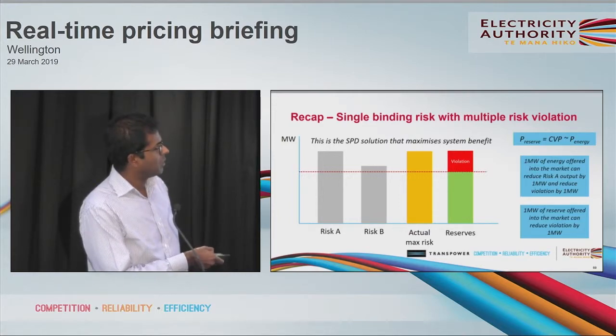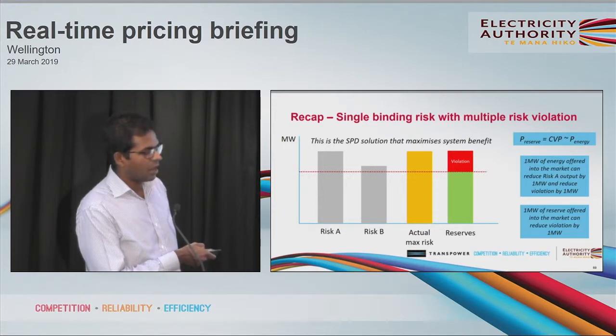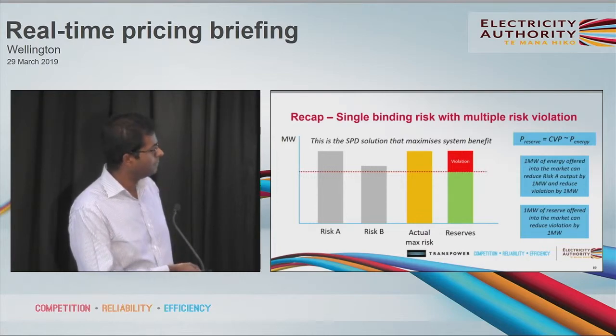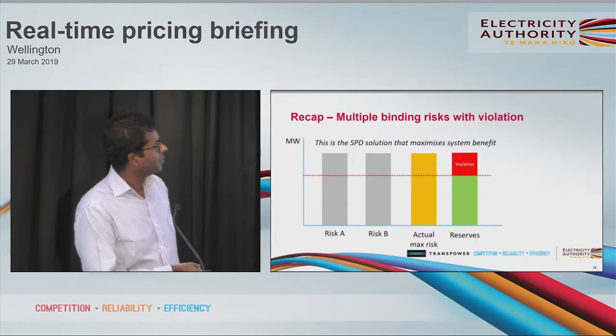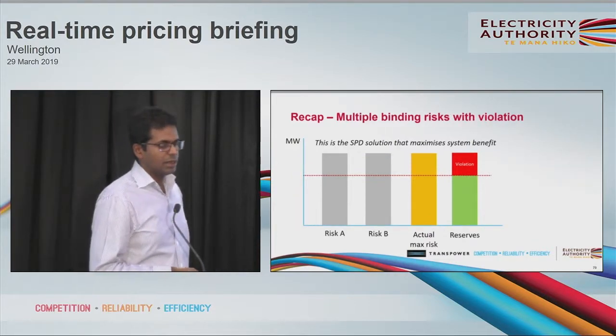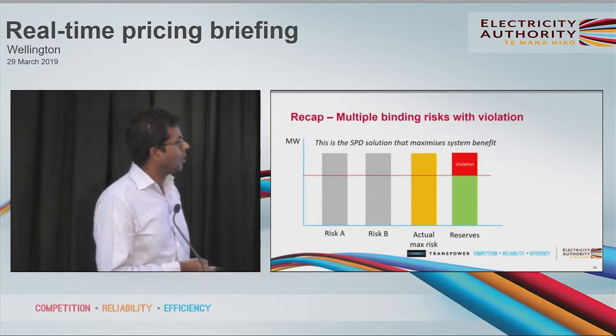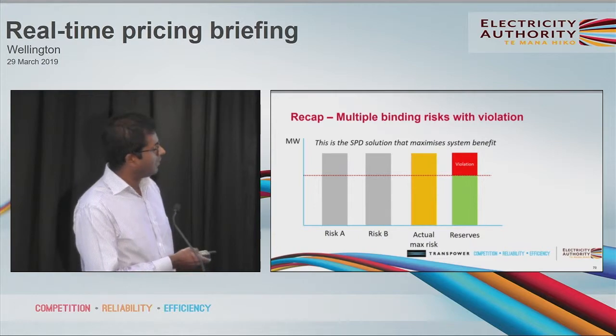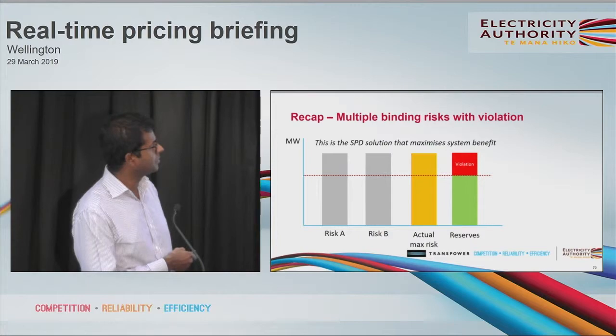So if we run through the same kind of trade-offs of how much 1 megawatt of energy is worth and how much 1 megawatt of reserve is worth, they come to a similar relationship. They are both worth the value of the CVP. But now the trick happens in our current system when we have multiple risks. Again, I'll just labor the point that this is the best it could do. It got to this point because there's no other low-cost solution.